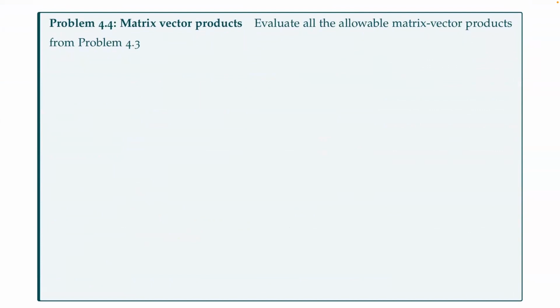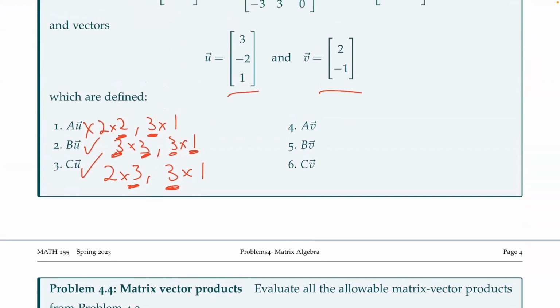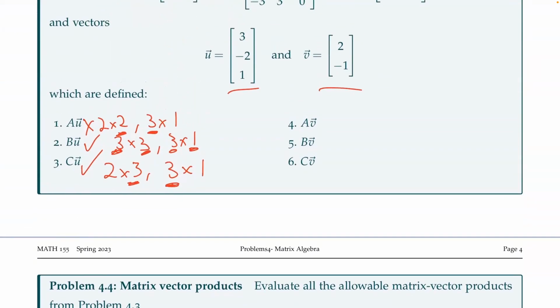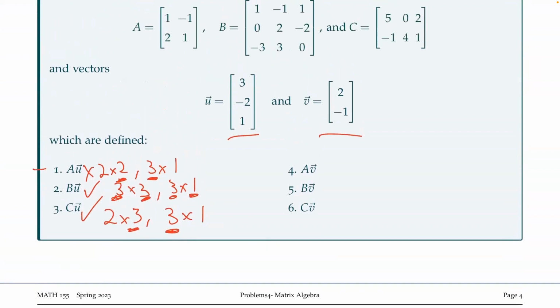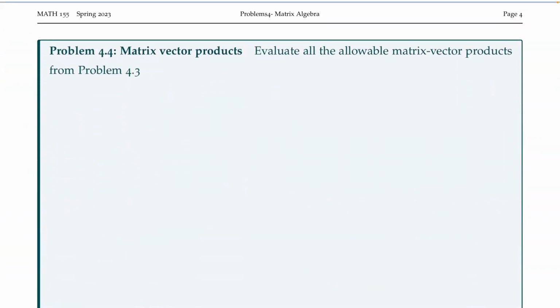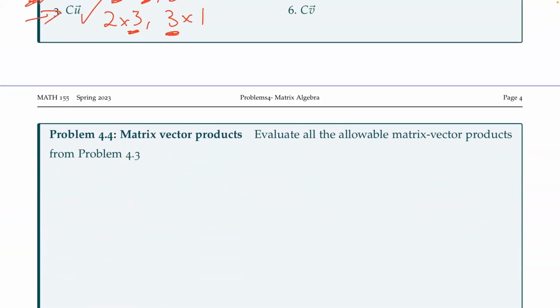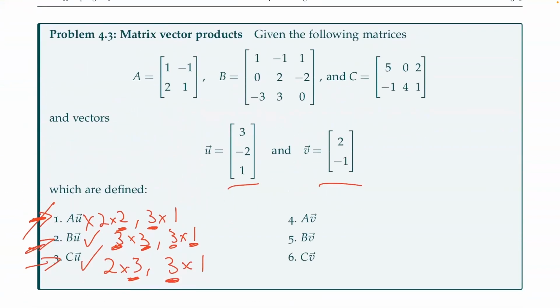The next question is to evaluate all the allowable matrix vector products from above. You can work out which ones are defined as well, but obviously this first one is not defined, so you don't need to do that one. Work out BU and CU and any of the others that are defined. Again, I'll walk around and make sure that everyone understands what these are. I will leave this page up. Work out all of the allowable matrix vector products written here between 1 and 6.